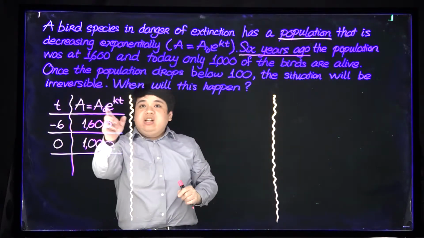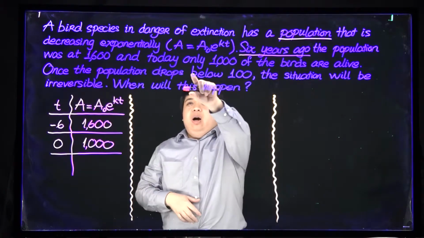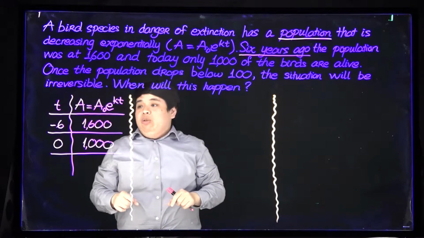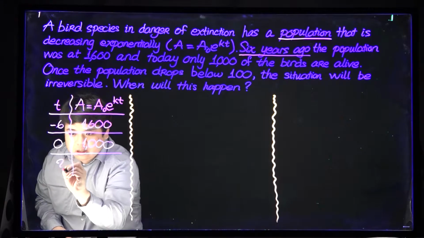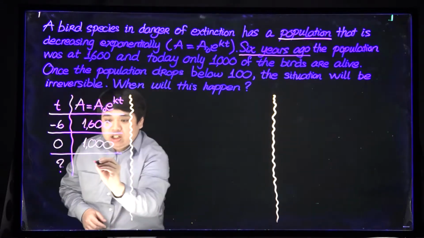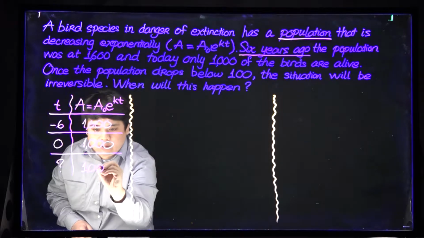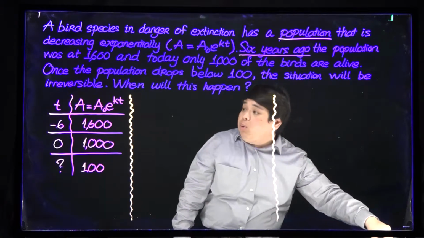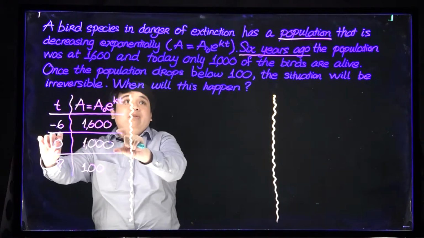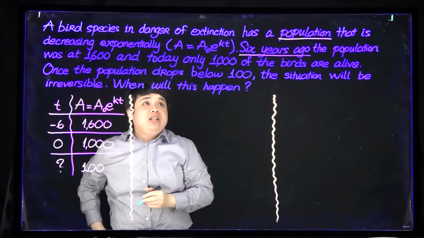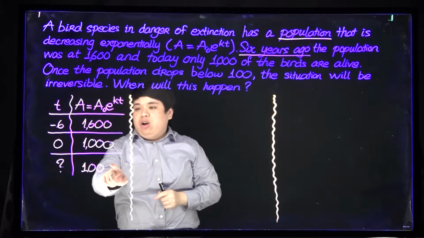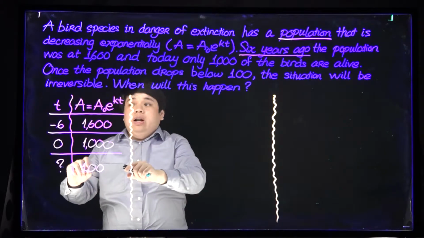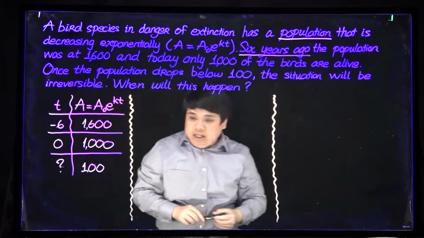And the question asks, when will this happen? Which means whenever the population hits 100, that will be irreversible. So we don't know what will happen, but we know that the population will be 100 at that point. What we're going to do is put this pair of information into the formula and try to find the missing information. Definitely we're not going to use this because we do not know the time yet. For those two, I will go with this one first. You'll see why in a minute.